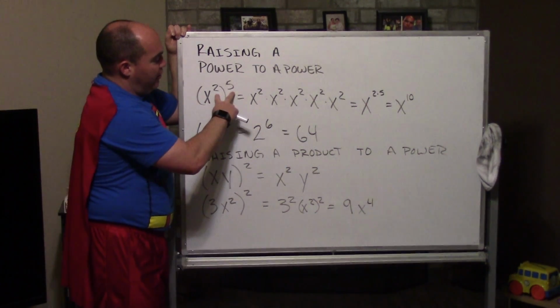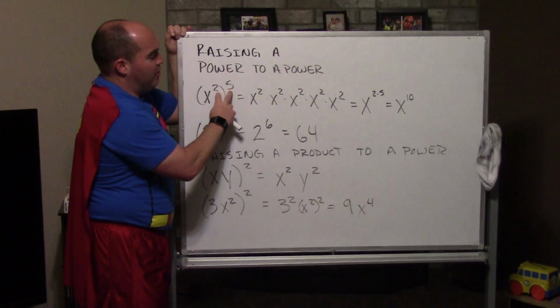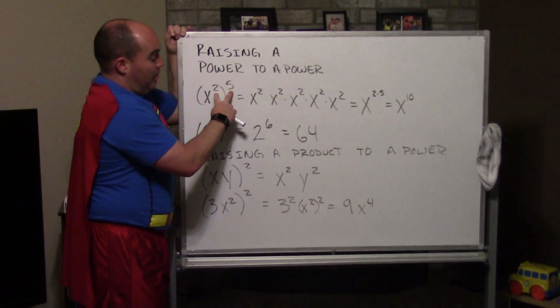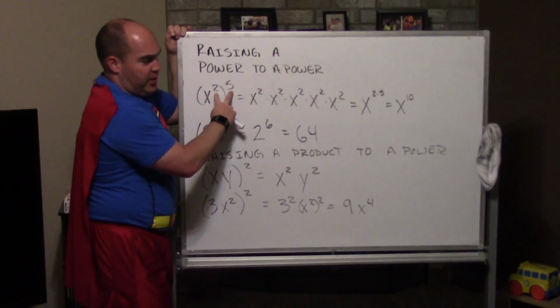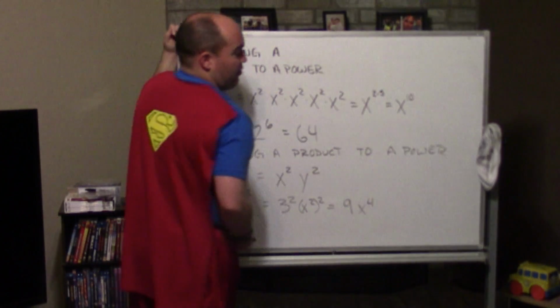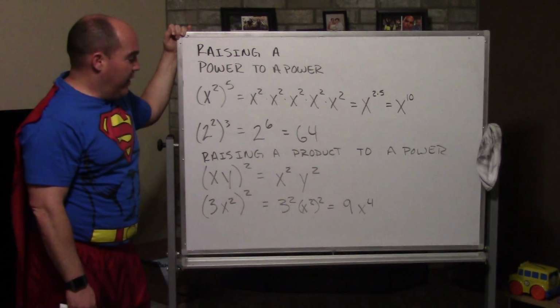So our shortcut rule is if we've got the power to a power, then we are just going to multiply the two exponents. So 2 times 5 is going to be x to the 10th. So that would be our answer there.